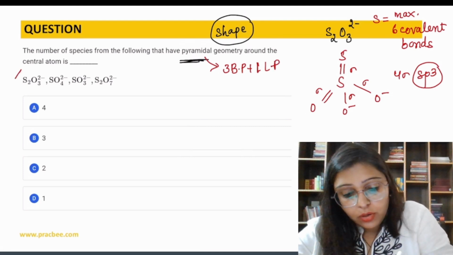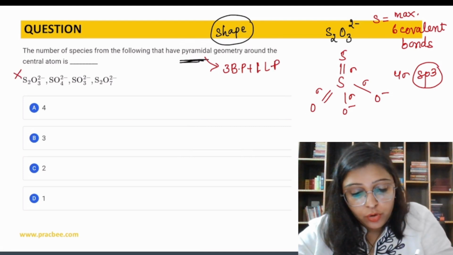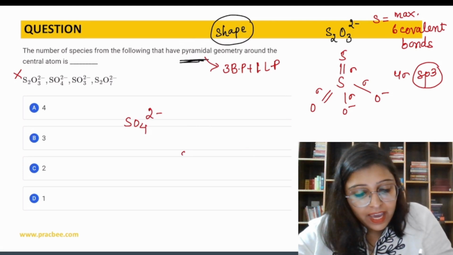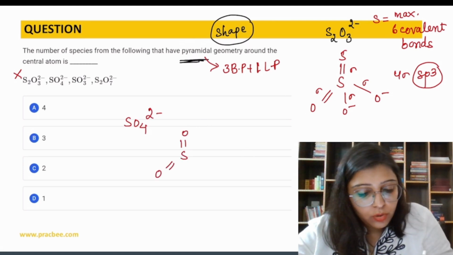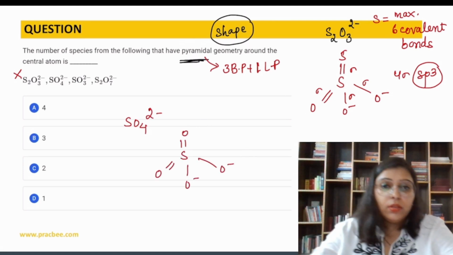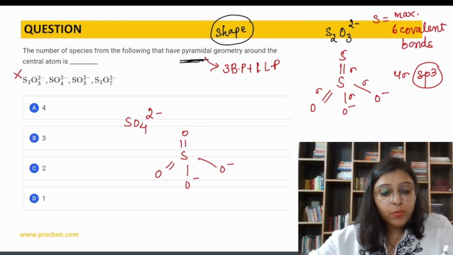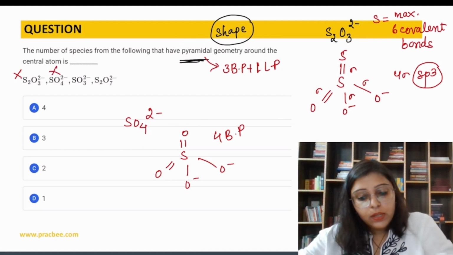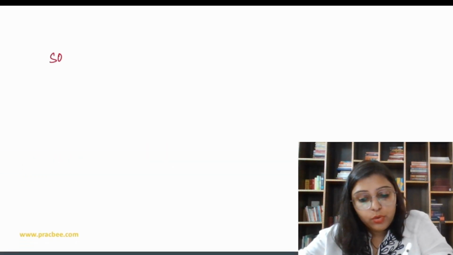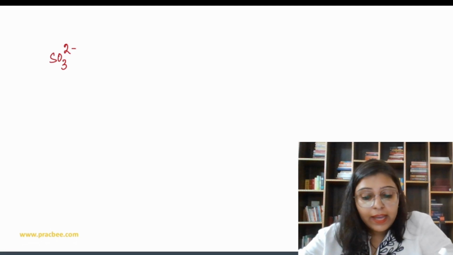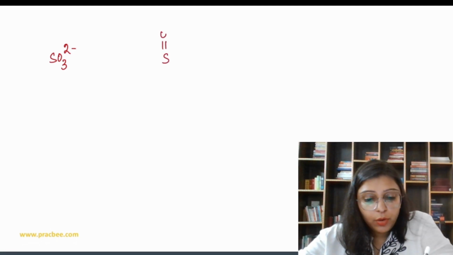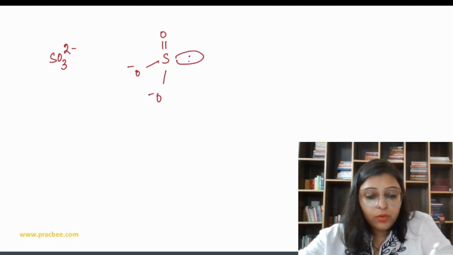So S2O3 2 minus, no. Let's check SO4 2 minus. Same S, double-bonded O, O minus, because sulfur can form 6 bonds. Again we have 4 bond pairs, so no. Let's check SO3 2 minus: S, double-bonded O, O minus. Now we have one lone pair.